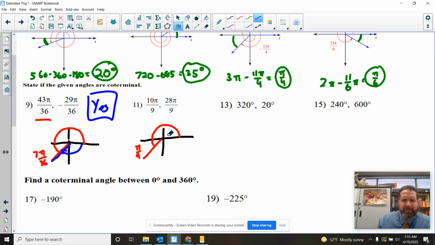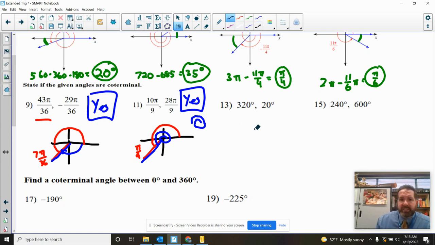28 pi over 9. Okay, so let's see. Halfway around is 9. A full way is then 18. Another half would be 27. So this one goes 9, 18, 27 pi over 9s. I need one more for 28 pi over 9. Sure enough, once again, ends up in the same spot.